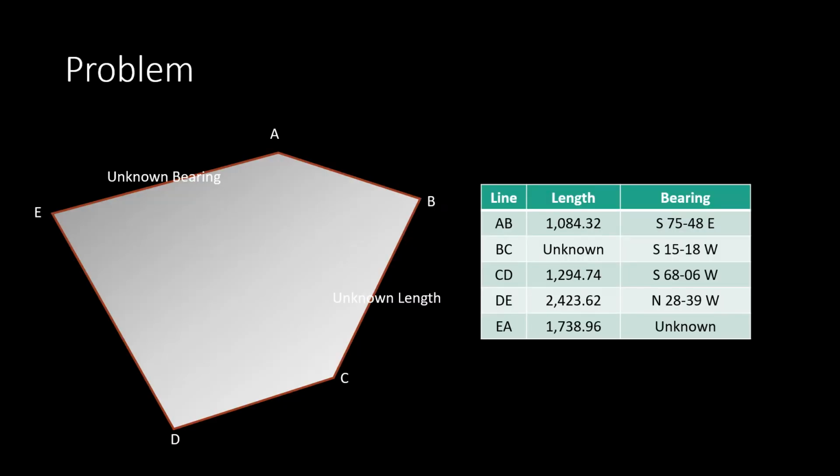We solve the following problem. For the given traverse, we have sides AB, BC, CD, DE, and EA. The omitted measurements are the unknown bearing of line EA and the unknown length of line BC. Observe that the omitted measurements occur on two non-adjoining sides, EA and BC.